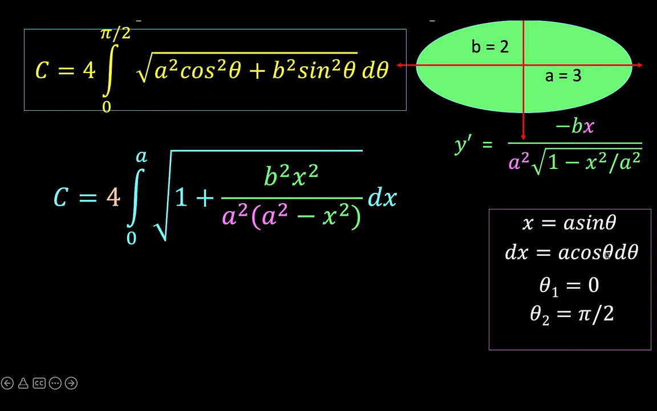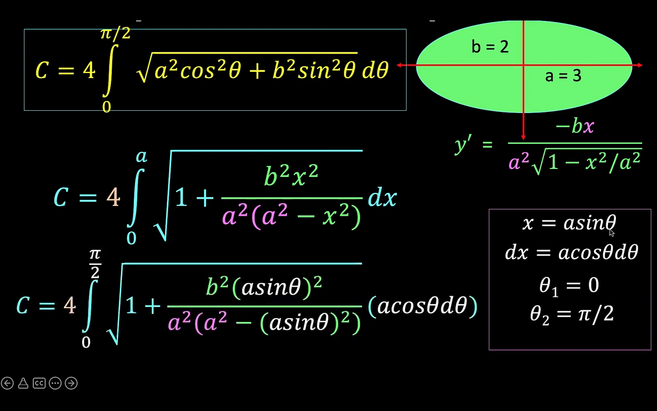With this as our substitutions, let's go back to this formula for c. We now replace all the x's by a sine theta to arrive at this result. So this x squared becomes this expression squared. Dx is a cosine theta d theta, and then this x squared here becomes this expression squared.